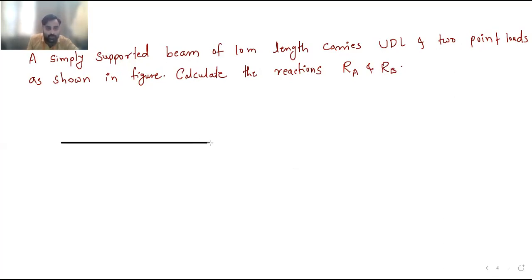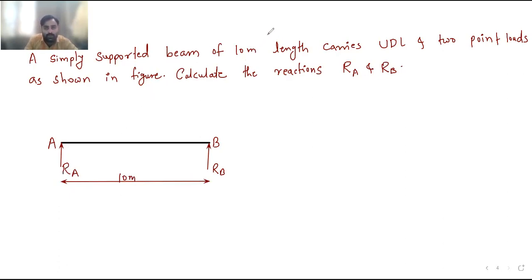So this is the simply supported beam. It is simply supported, so here the simple supports are given. Simple support has only one reaction, that is vertical. So I have drawn the simple support. Here it is point A, point B. At this point the reaction is RA, at this point the reaction is RB. Then the total length of the beam is 10 meter.